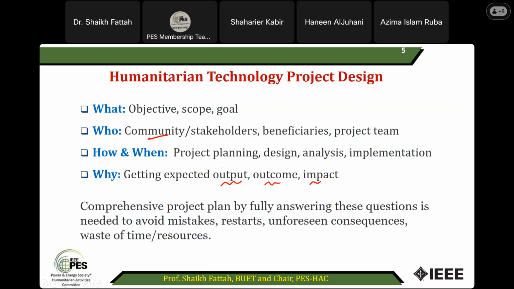So if you are willing to have a very good project proposal, this is a comprehensive proposal made by fully answering these questions. If you have any mistakes in any one stage, then you may have to restart. You may have to face unforeseen consequences. Unnecessarily, you have to waste a lot of time. Those are the consequences.